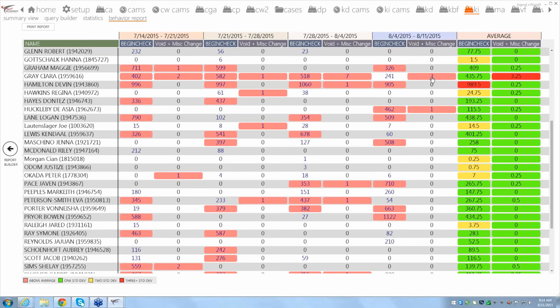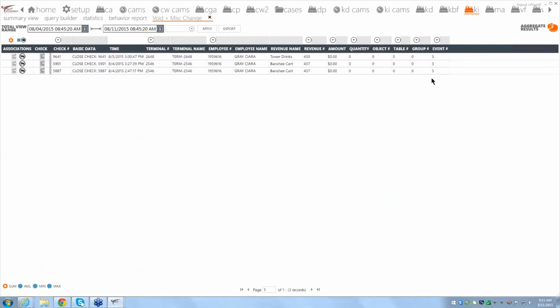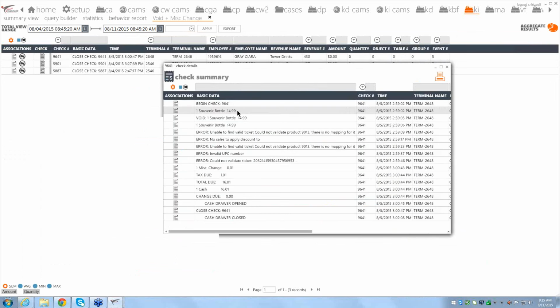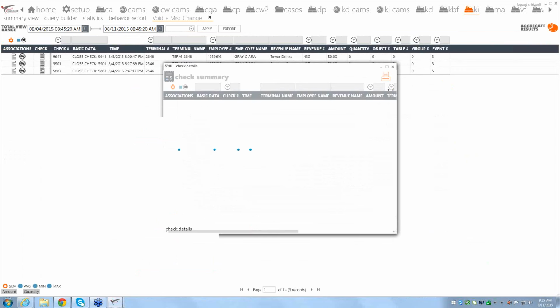So I went back, and because these numbers are hyperlinked, I can actually look at those transactions. So let's go to the 3. And I can pull up the check itself and look at the check summary. You see a souvenir bottle, $14.99. It was voided off 3 seconds later. Running up again, that's probably based on Gate Central type stuff. And then all of a sudden, there's an error, 1 cent. Okay, $16, 1 cent. To me, that's actually not a bad transaction. It looks like they paid cash, the drawer open. Okay, great. So I literally just went to the next one.